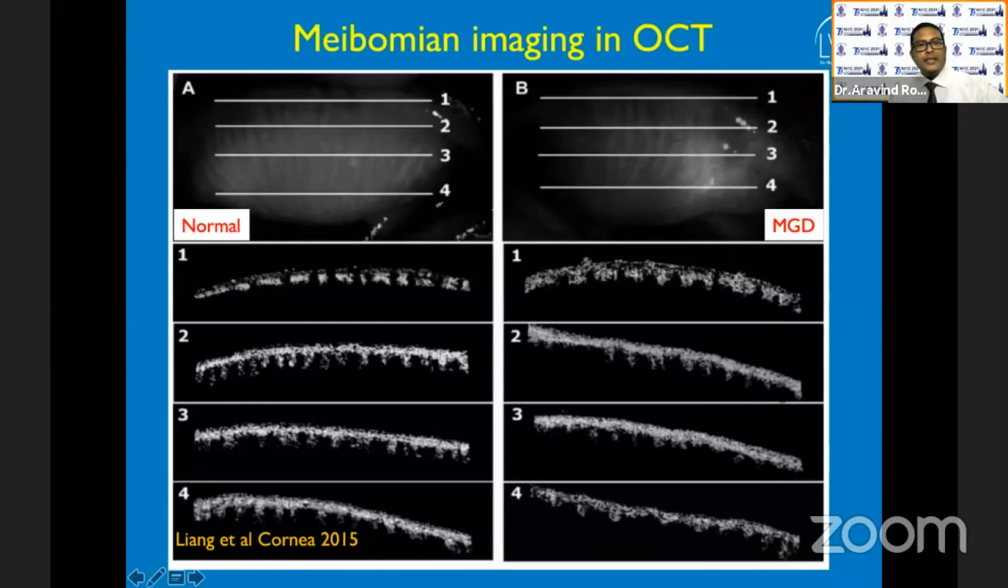So as we can see in normal eyes, when the meibomian glands are imaged at the orifices, the distal, mid and proximal segments are uniform, whereas when they are compared to that of a patient with meibomian gland disease, the mouths of the meibomian orifices are plugged, the lumen is distorted and there is a dropout of glands.